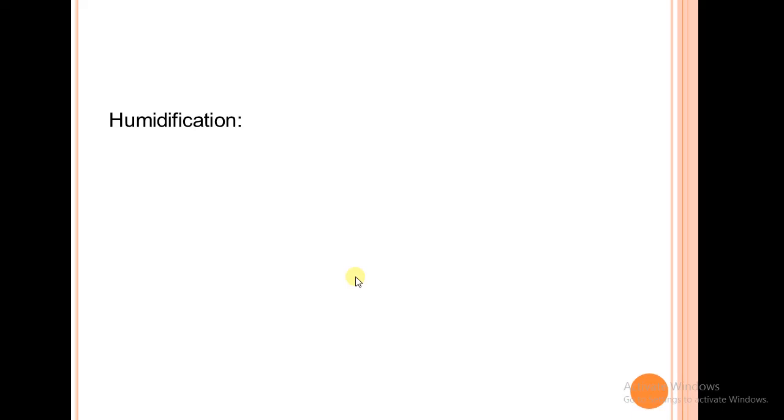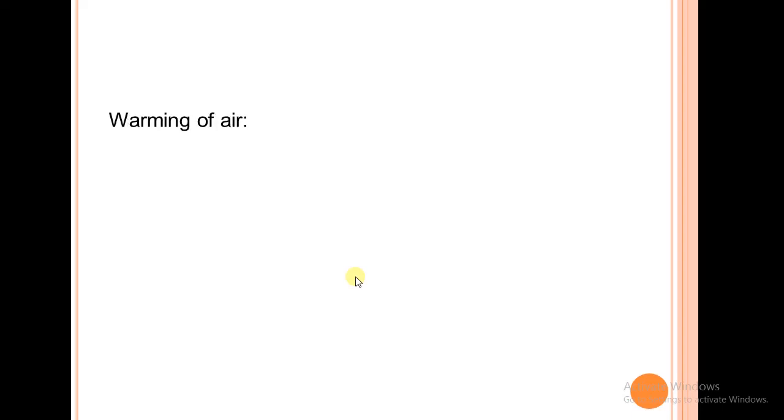Now humidification is a very important function, because if the air is not humidified and it remains dry, it can lead to drying and crusting of the epithelium of the airways. So humidification is also done mainly in the upper respiratory tract, the nose, pharynx and the larynx. And again I am repeating that due to humidification, the vapor pressure of water in inhaled air is increased to 47 millimeter of mercury.